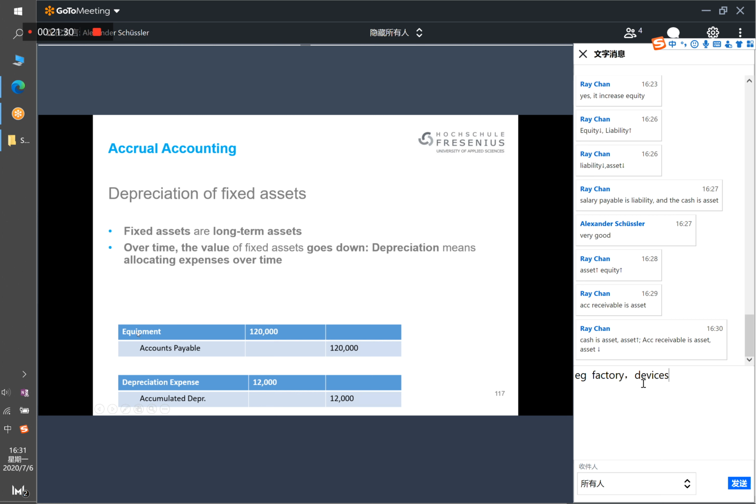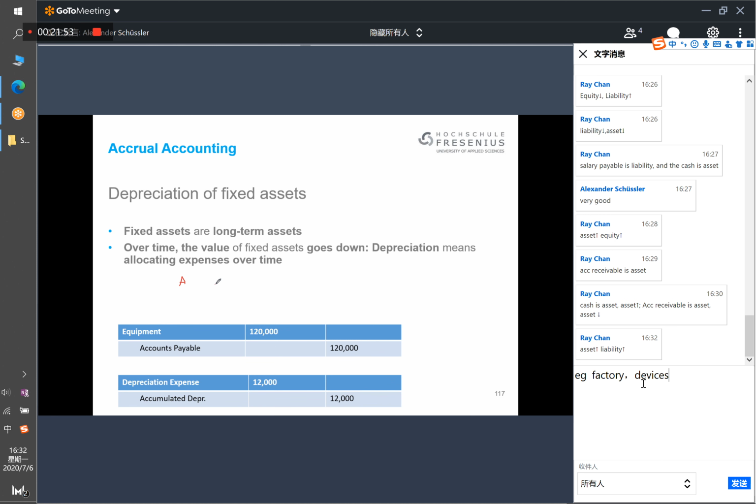Equipment goes up, or property, plant, and equipment, whatever it's called, and the account payable goes up as well. So let's do our accounting equation. Ray-chan says asset goes up and liabilities goes up. Okay, I'll do that. Liabilities goes up.